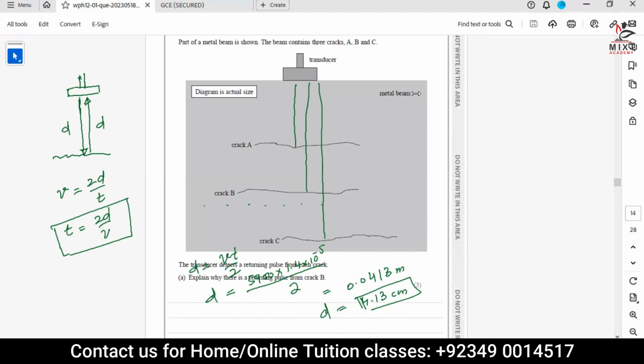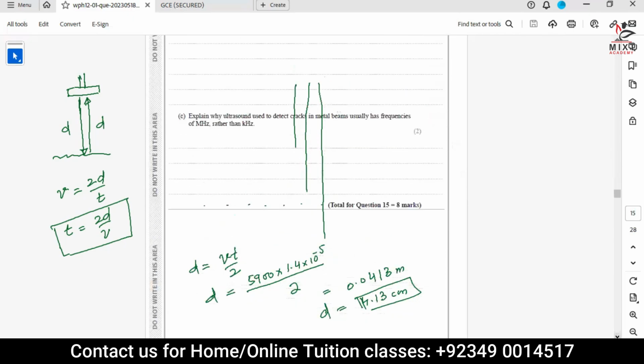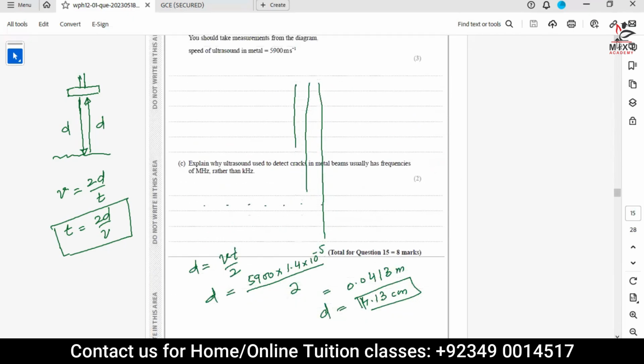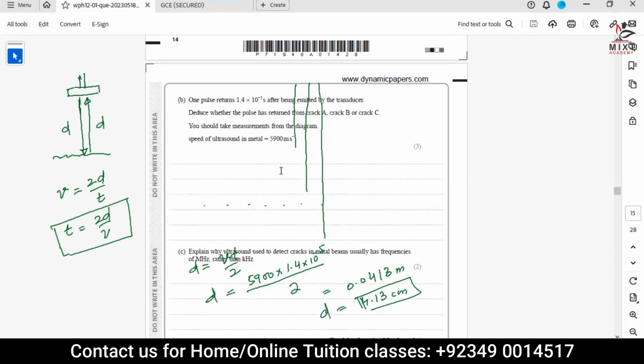Hafsa, what about you? What is your guess? Just a minute, sir. I'm measuring it. Okay, that's good. And what about you, Amna? Sir, I measured it and I got the crack is 4 centimeters, approximately. Okay, okay.